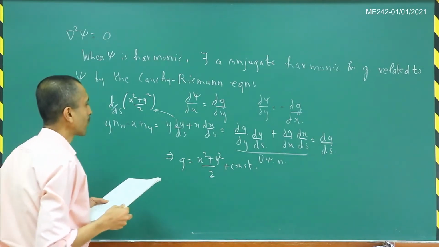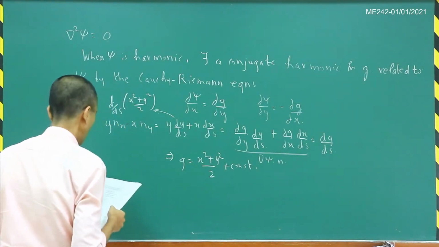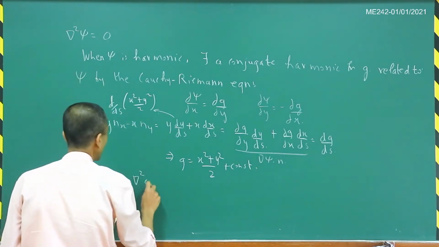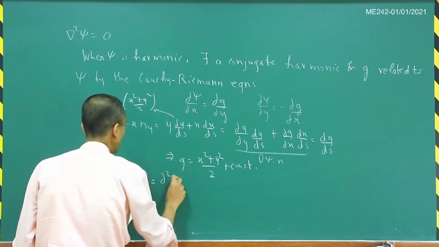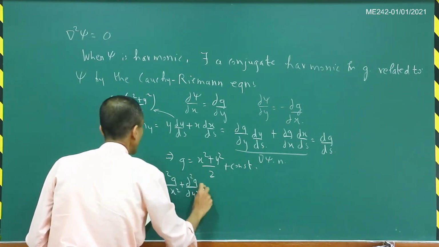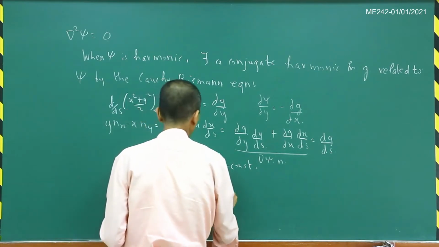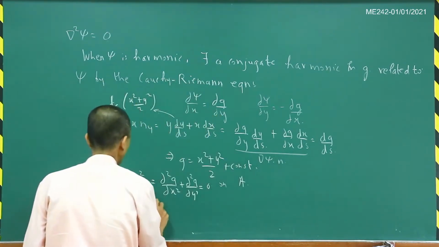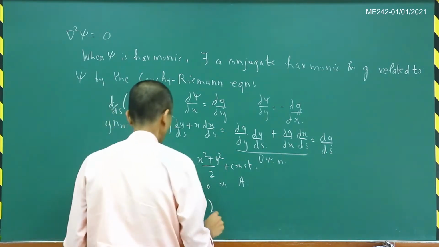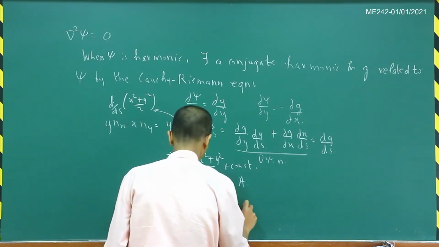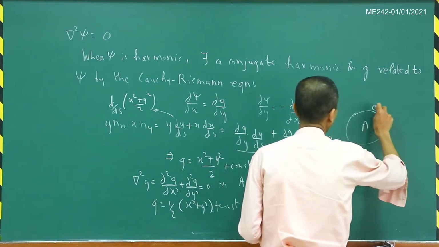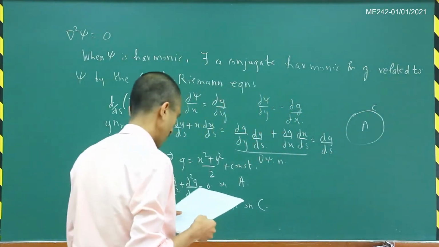So basically now your governing equation and the boundary condition for this function g is given by, so you will get that del square g, which is del square g by del x square plus del square g by del y square, is equal to 0 on A, and g is equal to half of x square plus y square plus some constant on C. So A is your domain and C is the contour of that particular surface here.